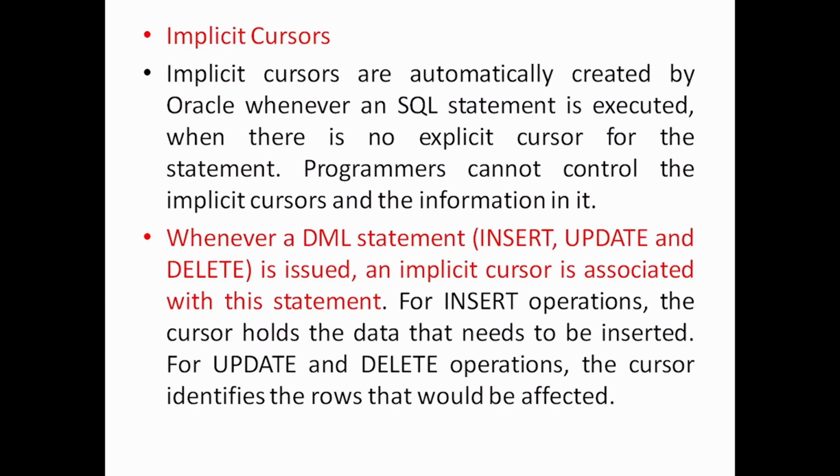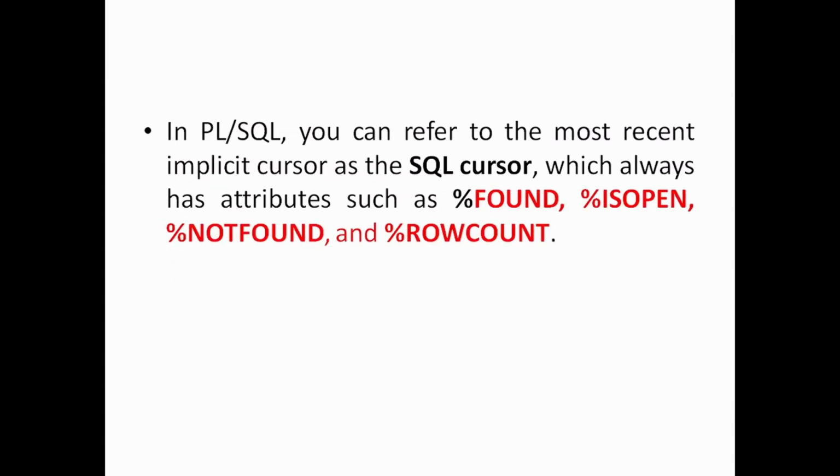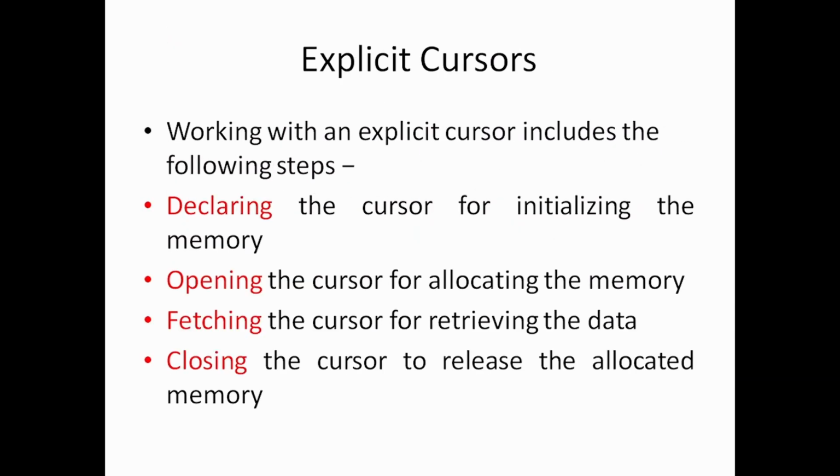For insert operations, the cursor controls the data that needs to be inserted. So we need some cursor attributes. Here we have three: %FOUND, %NOTFOUND, and %ROWCOUNT. Like this we have different kinds of cursors. The next one is the explicit cursor. It is created by the user, so the user is going to create that one. First we will see an example.